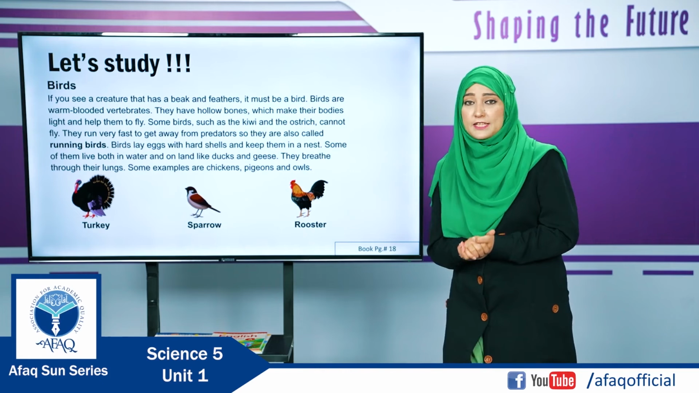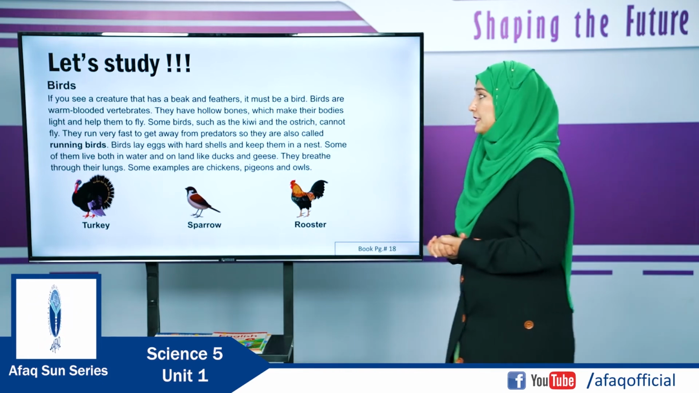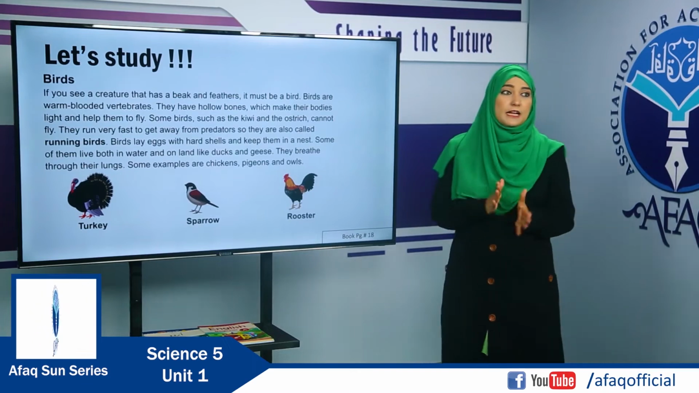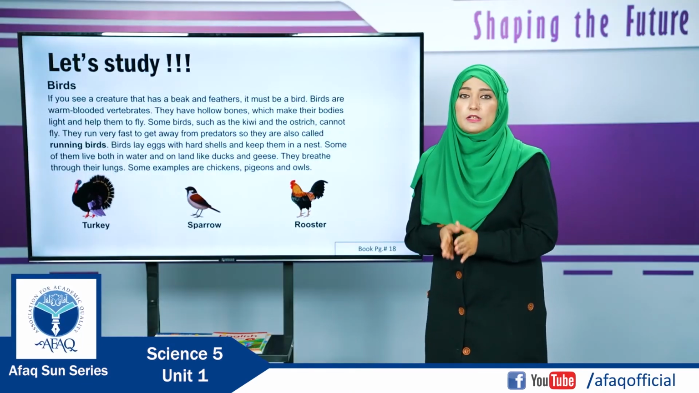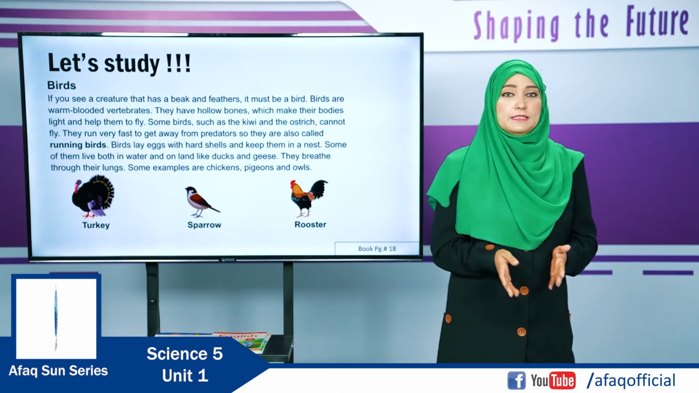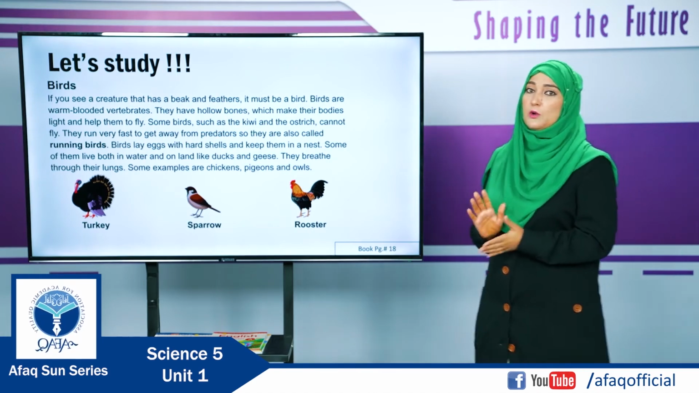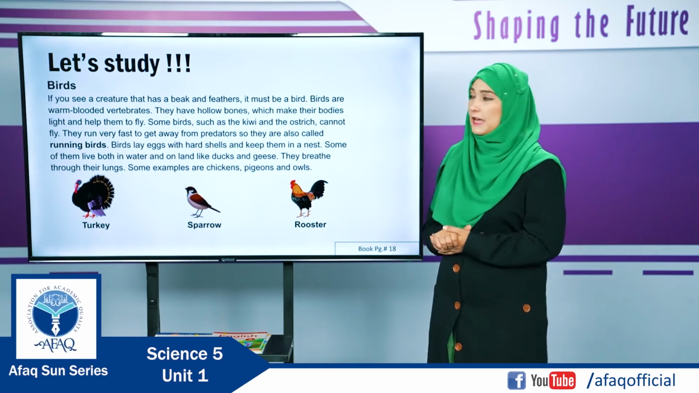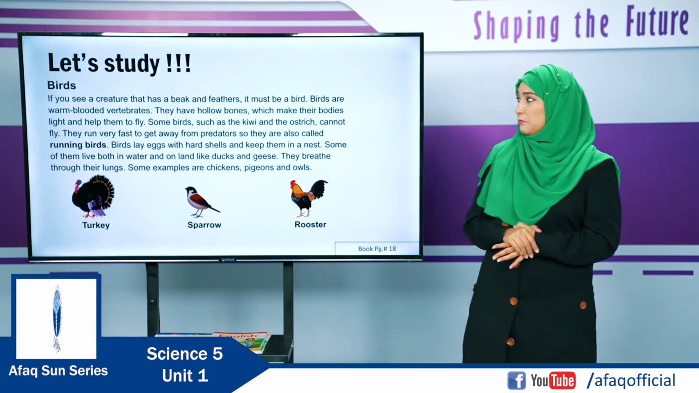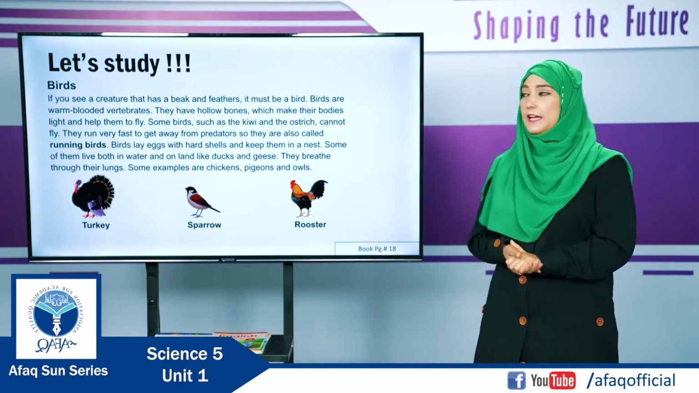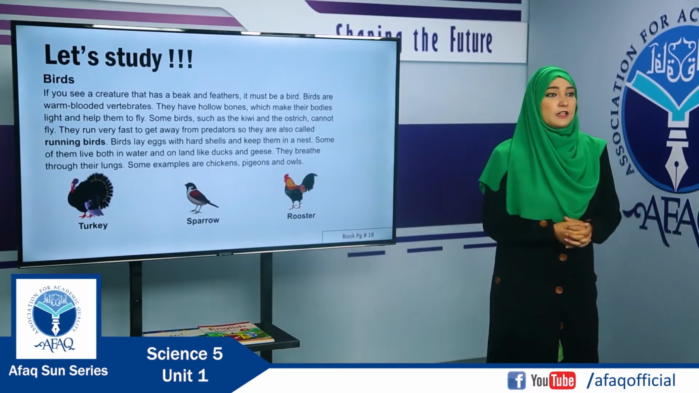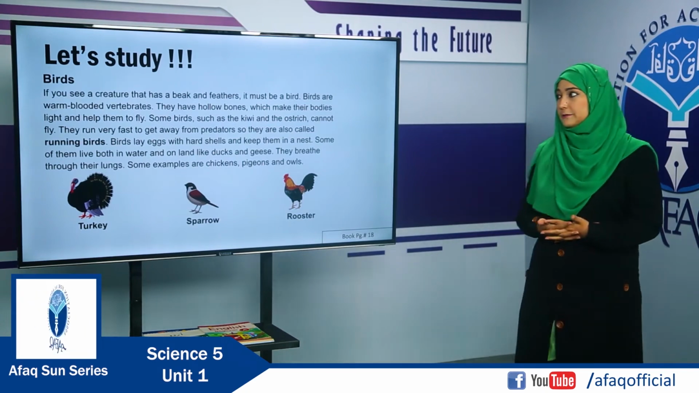Yes, the next group of vertebrates is birds. You can see birds around you. Birds are warm-blooded animals. You have read about amphibians, fish and reptiles. All those groups were cold-blooded, but birds are warm-blooded. Birds have hollow bones which make their bodies light and help them to fly. Some birds such as kiwi and ostrich cannot fly. They are called running birds.